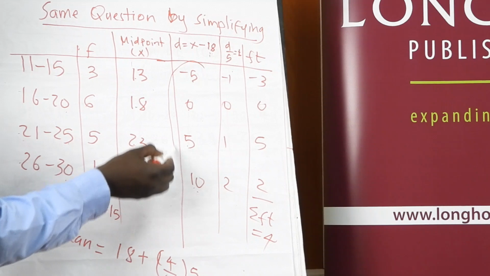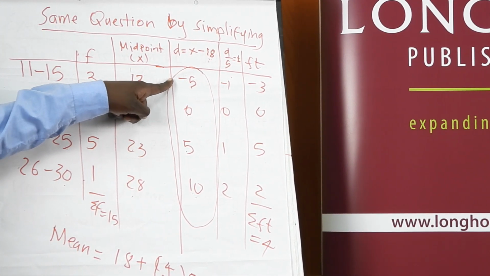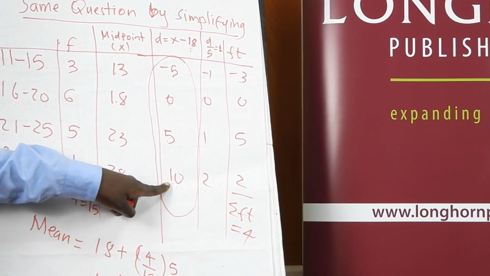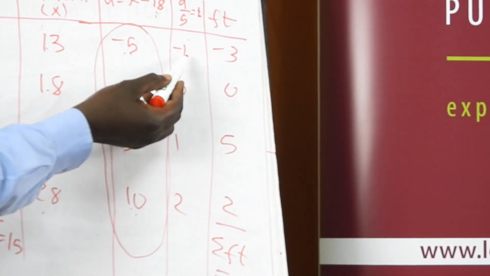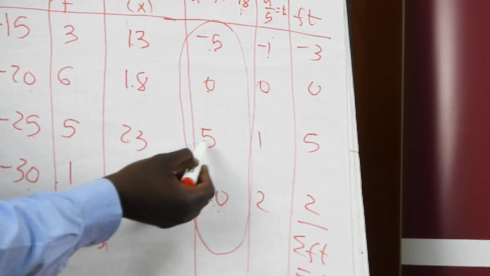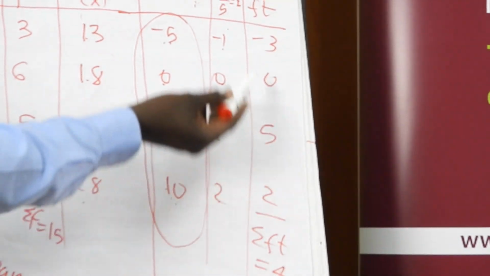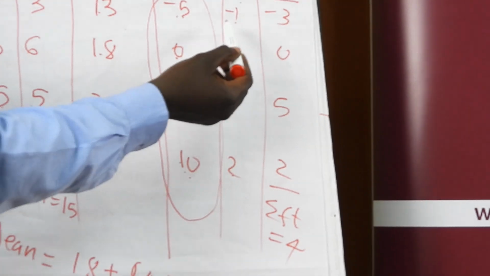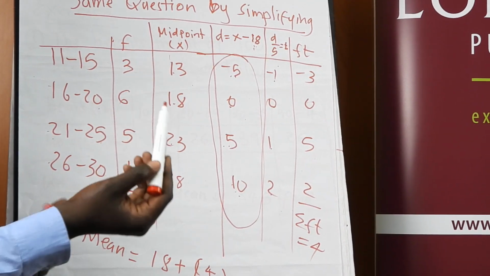All these deviations are divisible by 5. Negative 5 is divisible by 5, 5 is divisible by 5, and 10 is divisible by 5. So when you divide the deviations by 5, negative 5 divided by 5 gets negative 1. 0 divided by 5 is 0. 5 divided by 5 is 1. 10 divided by 5 is 2. These are smaller numbers to work with than these ones. So it's easier to multiply a number by 1 than to multiply by 5. So we want to make our process easier.